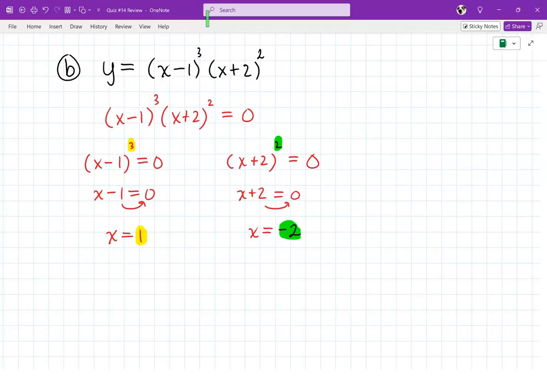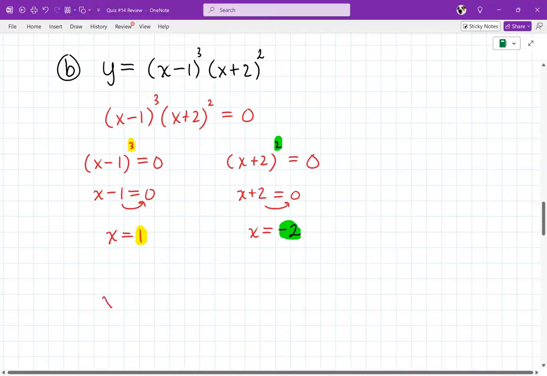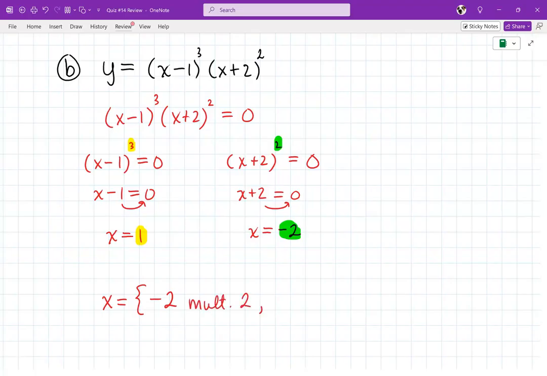Okay? But you can't do that. Not in a representation of all your answers. You're not supposed to repeat inside of the set. So that's why we write multiplicity. So here we go. My answer is x equal to negative 2 with multiplicity 2 and 1 with multiplicity 3.